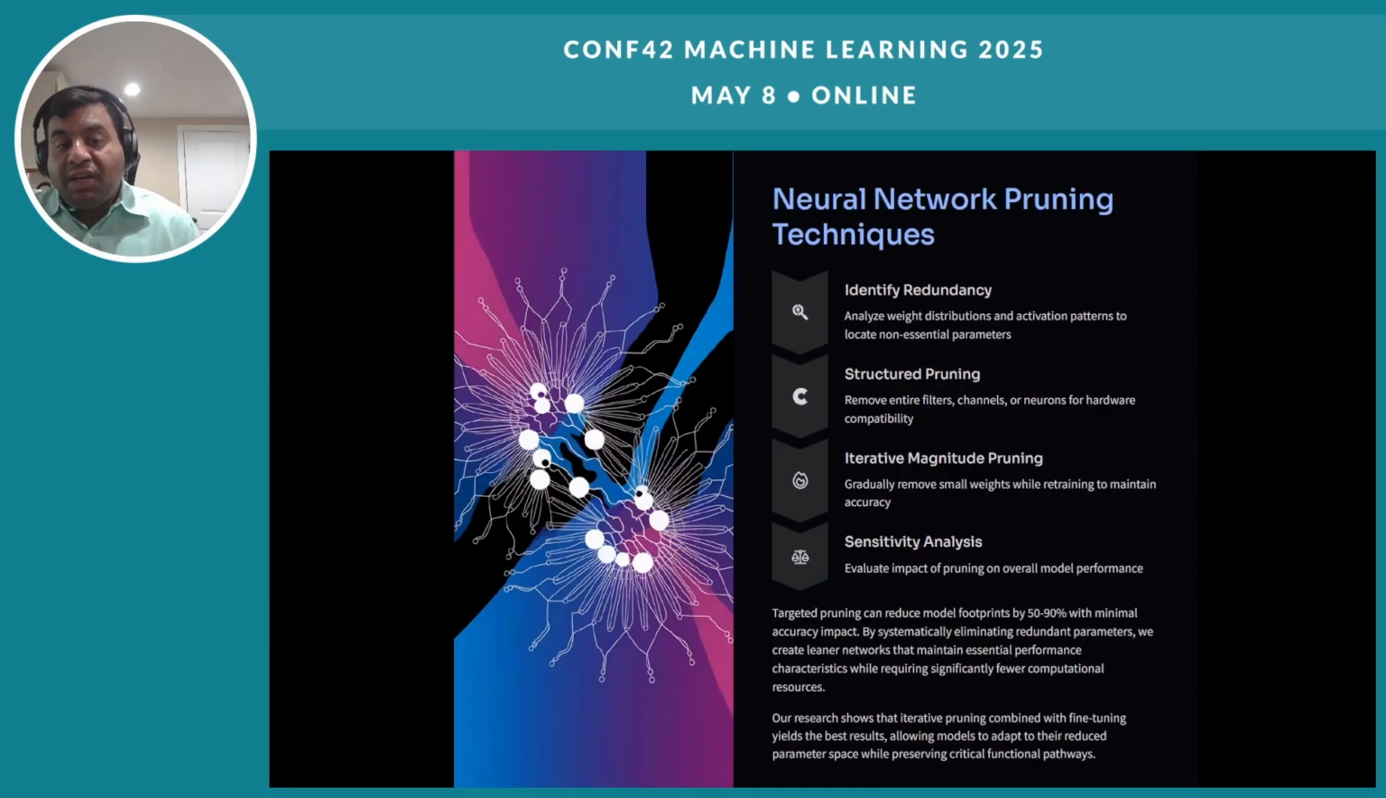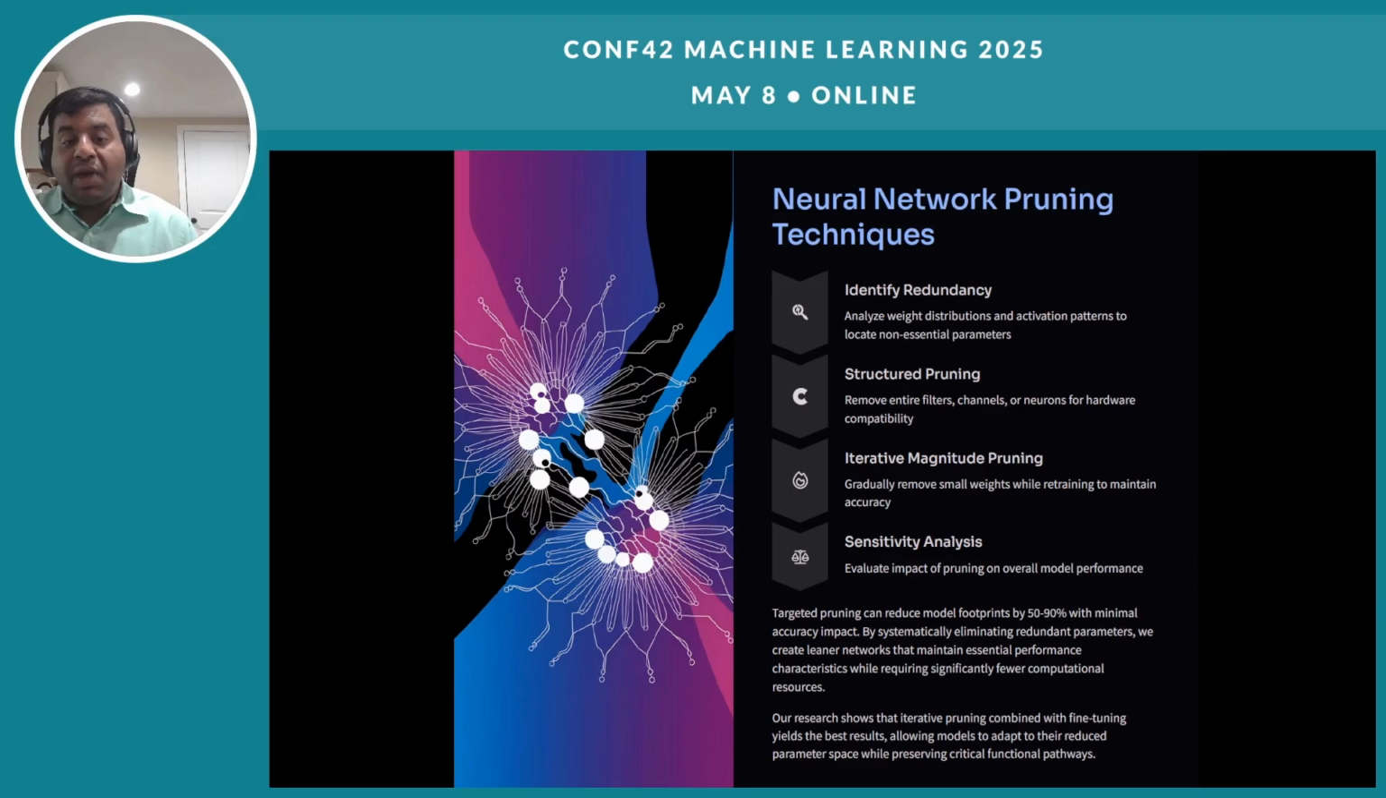The next major optimization technique is neural network pruning. The core idea is that many large neural networks are over-parameterized. They have redundant weights or neurons that don't contribute much to the final output. Pruning aims to identify and remove these non-essential parts. The process generally involves identifying redundancy by analyzing weights or activation patterns, then removing these elements. This can be structured pruning, where entire filters or neurons are removed, often better for hardware speedups, or unstructured pruning, where individual weights are removed, leading to sparse networks.